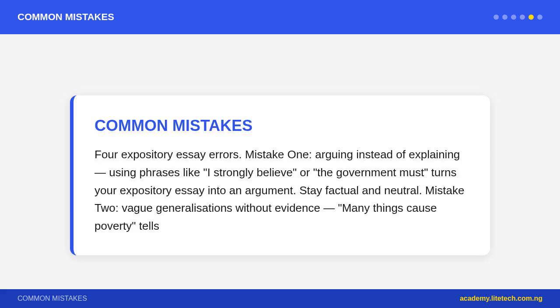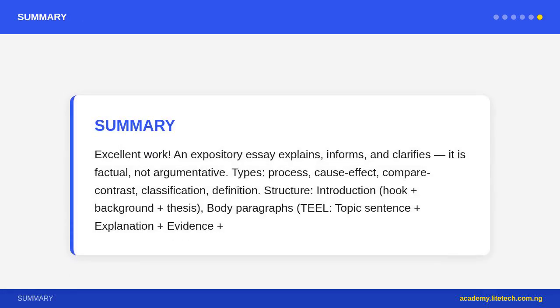Note the structure: topic sentence, explanation, specific evidence linked to the main thesis. Four expository essay errors. Mistake 1. Arguing instead of explaining. Using phrases like I strongly believe or the government must turns your expository essay into an argument. Stay factual and neutral.